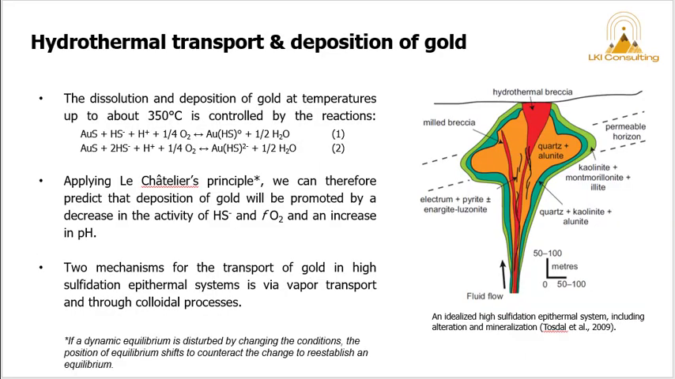There's so much still to get through that I don't want to spend a ton of time talking about this, but to our right, you have a diagram of an idealized high sulfidation epithermal system. And the text gives two reactions by which gold is governed in these systems, both in transport and its deposition. The deposition of gold is promoted by a decrease in the activity of HS- and oxygen fugacity, as well as an increase in pH.